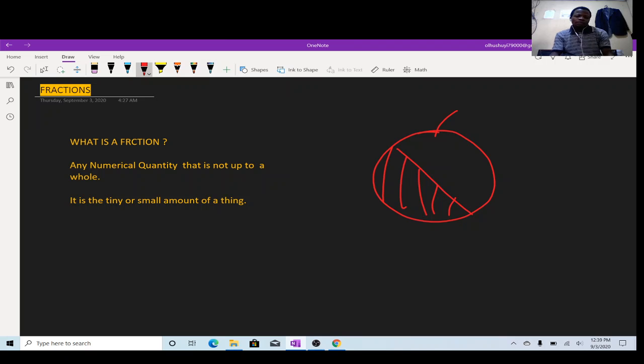Another way I can define fraction, I can say it is a tiny or small amount of a thing. Just a part of a thing, a proportion of a thing. I can do this again. I have another one. I've taken another portion out of this orange. It is a tiny or small amount of a thing. Anything that is not up to a whole is a fraction.